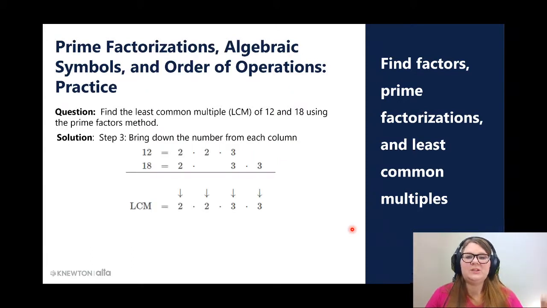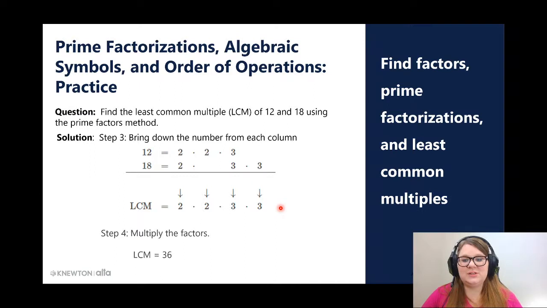Now, for each column, you're going to carry down a number. So these 2's get shared, so we're going to carry down a 2. But there's an extra 2 as well, even though it doesn't match, you're going to carry down another one. So basically, you carry down whatever number is in each column once. When you multiply out that value, it's going to give you the least common multiple of your two numbers. So in this case, the least common multiple of 12 and 18 is 2 times 2 times 3 times 3, which is going to be 36.